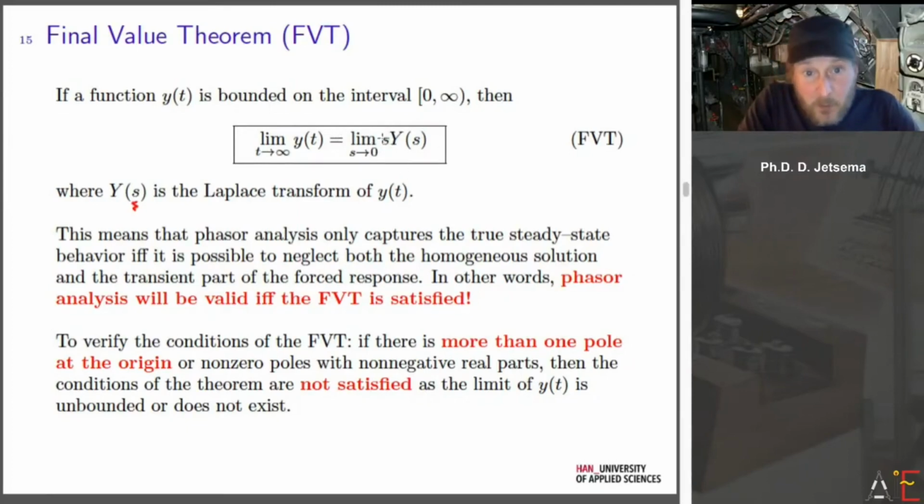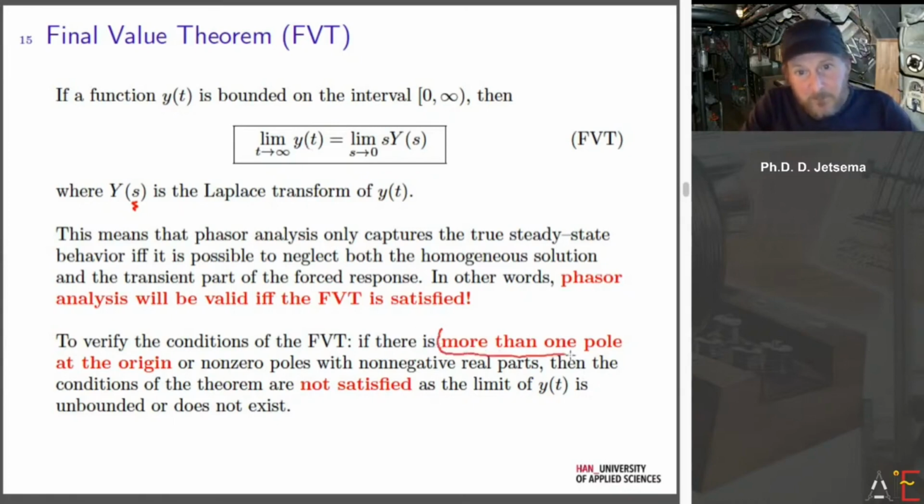Now this only holds when, if you look at the Laplace transform of your signal or of your admittance, there is no more than one pole at the origin, or no poles in the right half plane of the complex plane. So no unstable poles, because of course then you have an unstable system. That will definitely lead to unbounded output behavior. But this is very important.